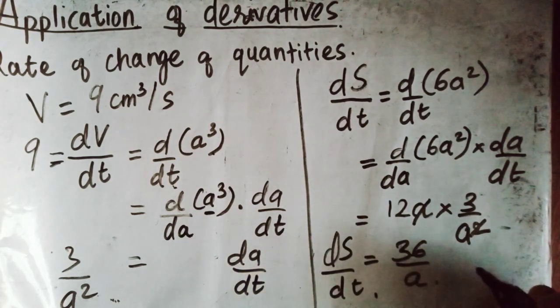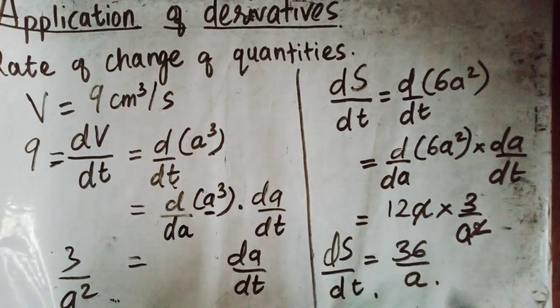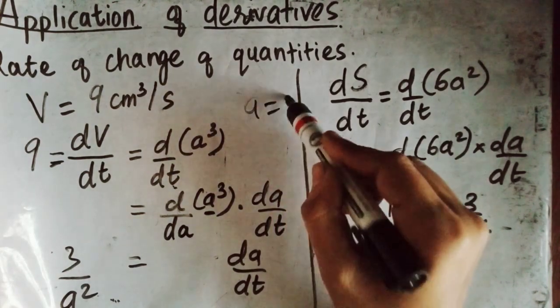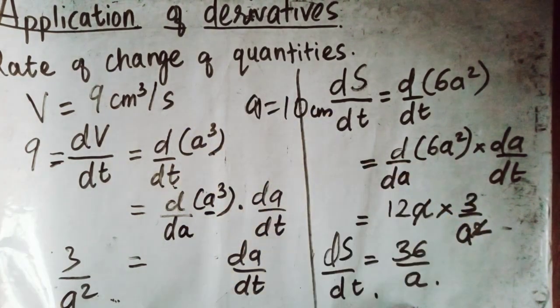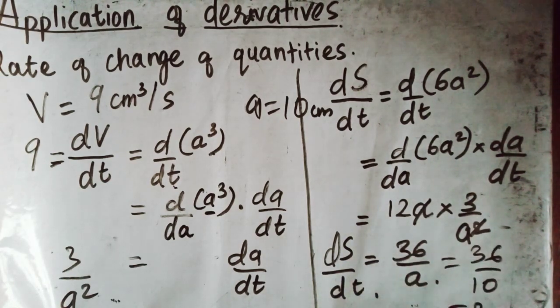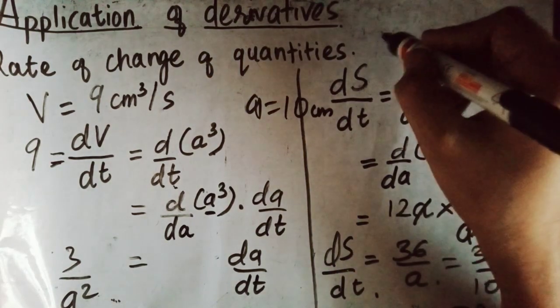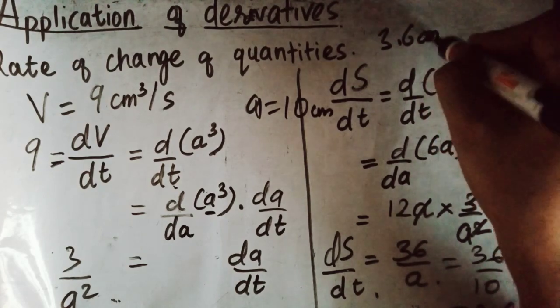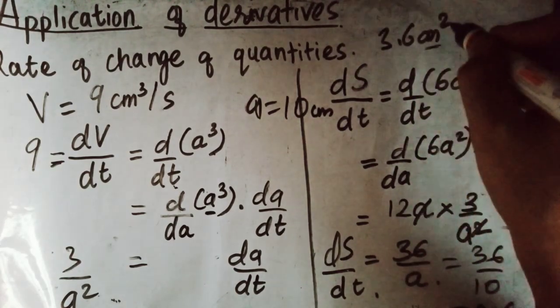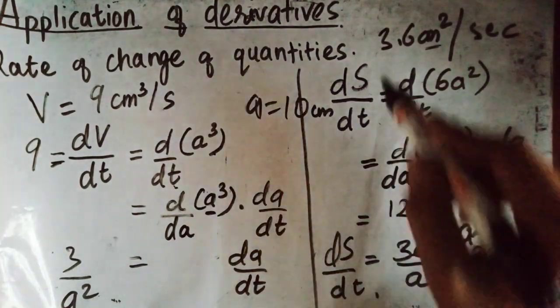And then they have given how fast is the surface area increasing when the length of an edge is 10 centimeter. So the length of the edge is given, that is the side a is given as 10 centimeter. You can substitute here. So this will be 36 by 10, which is 3.6. So your surface area is changing at the rate of 3.6 centimeter square. Now it is area, so centimeter square per second.